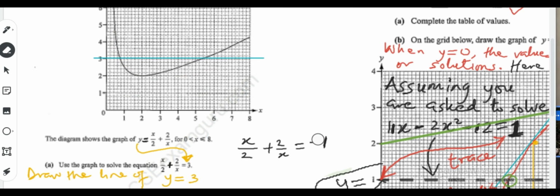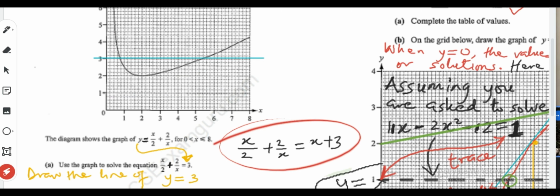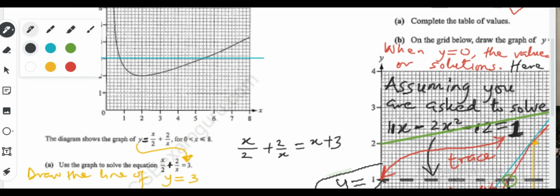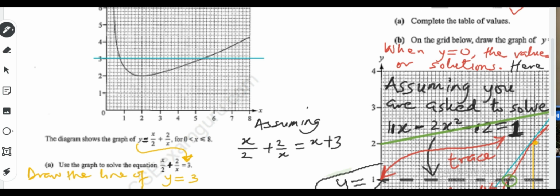Okay. What about if you're given this? x over 2 plus 2 over x equals x plus 3. What will you do to solve this equation? Do you need to move x to the other side? Like I told you, you just look at what has replaced what. y equals x plus 3. So you simply draw the line of y equals x plus 3.